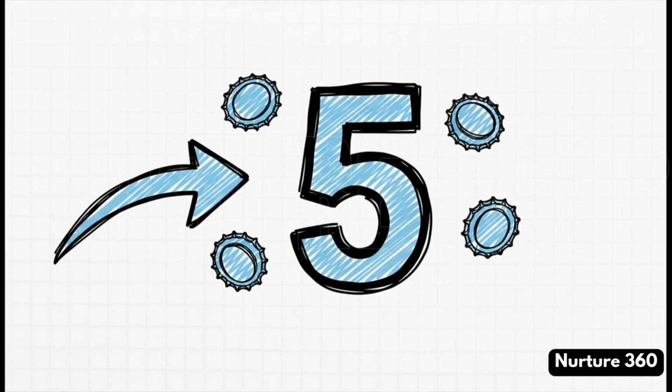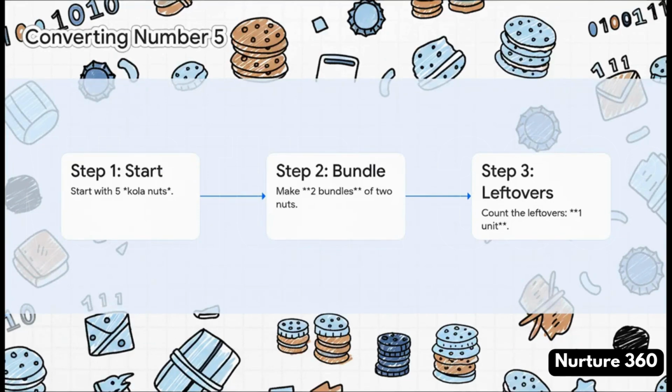So let's step it up a little bit. Let's try a bigger number, 5. And this time we'll use 5 cola nuts. Okay, so you have 5 cola nuts. You can make 2 nice bundles of 2. That takes care of 4 of the nuts, and you've got 1 left over, 1 unit. So that gives us 2 bundles and 1 unit.